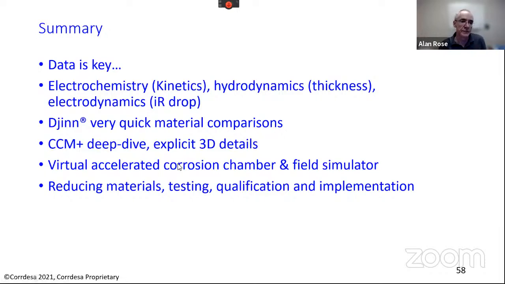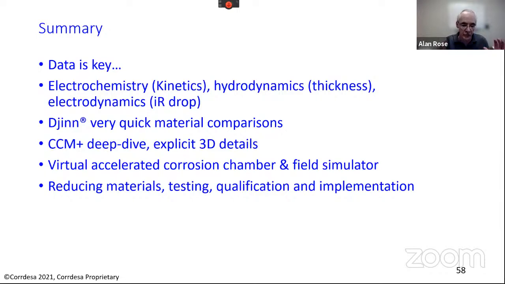So data is key. With the electrochemistry data, you can look at the kinetics. That gives you a more quantitative and more accurate corrosion rate prediction. We can do something very quick with the curve crossing technique, with Corrosion Gin. With that same data, we can go deep dive and do the 3D analyses that I showed you. And I like to think of this as, instead of the virtual wind tunnel that we could do with the Wright brothers plane, we now have a virtual accelerated corrosion chamber that reflects what can happen in the field as a simulation.